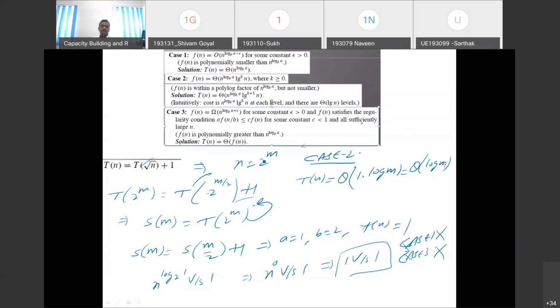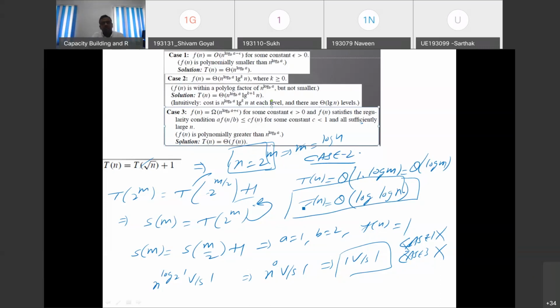Okay. Now, what did we assume? n is equal to 2 raised to the power m. Take log on both sides, so what will come? m is equal to log of n. Put that in, so T of n is going to be equal to theta of log of n. So this is going to be the final solution for this recurrence relation using the master theorem. So it completes the master theorem along with the numeric examples for this. Okay.